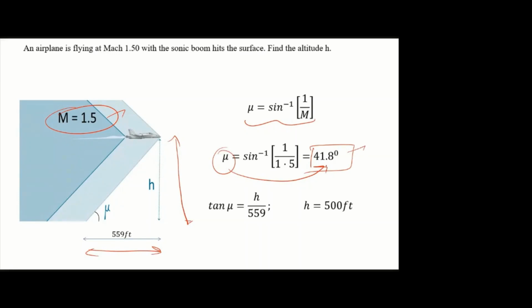I think this was asked in the exam. And once you know this angle and this distance, using the right angle triangle formula, you can find the height, just 500. This type of problem we already solved in the first unit itself.